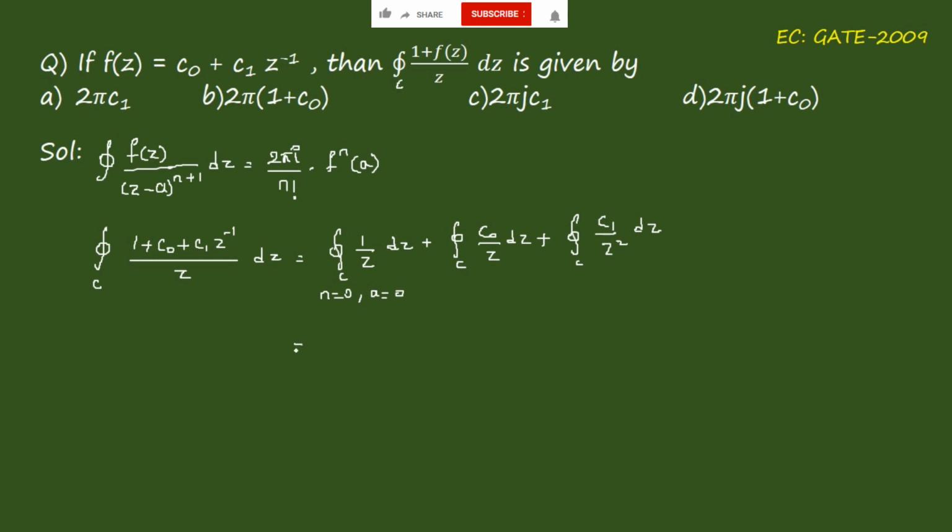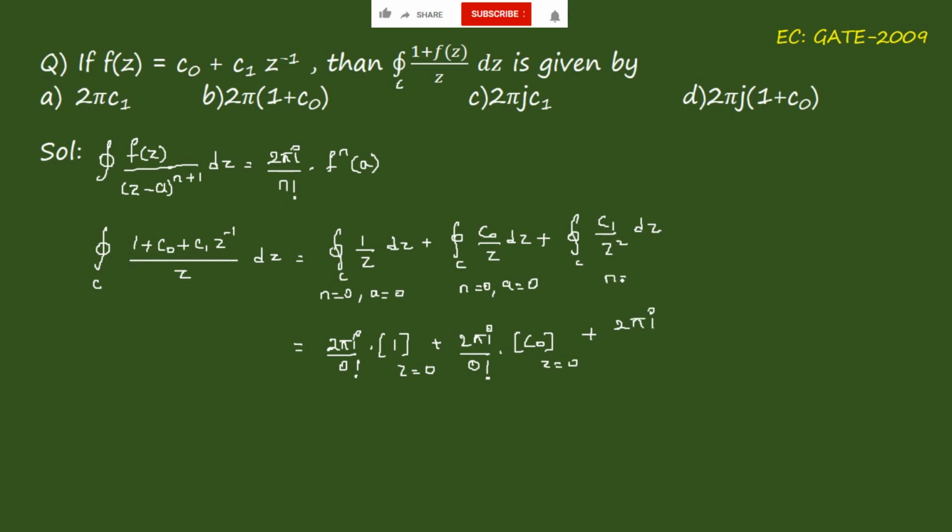So here it becomes 2 pi i by 0 factorial into f of a, which means no need of any differentiation. So it becomes 1, such that z is equal to 0; we have to substitute, right? Plus the second term, 2 pi i. Again the n value is 0 and the a value is equal to 0. So 2 pi i by 0 factorial into c naught, and we substitute z equal to 0.